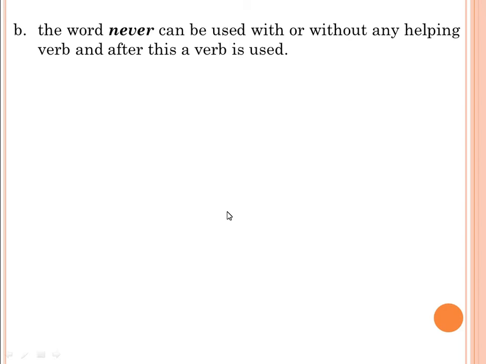In the second case, we have the word never. The word never can be used with or without any helping verb depending on the sentence, and after this, a verb is used. Let's see the example for this. My brother never tells a lie. Now, here, my brother is the subject, never is the negative word, and tells is the verb. You can see here that we haven't used any helping verb to show the negation of the sentence.